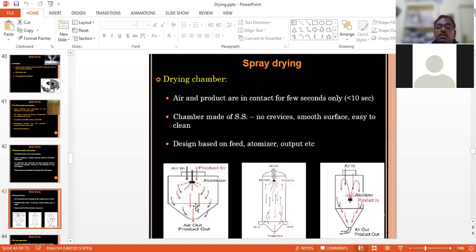Here we can say the air and product are both mixed, and the atomizer spreads the milk into fine droplets. Here we can see another one. So this way we can design the atomizers.